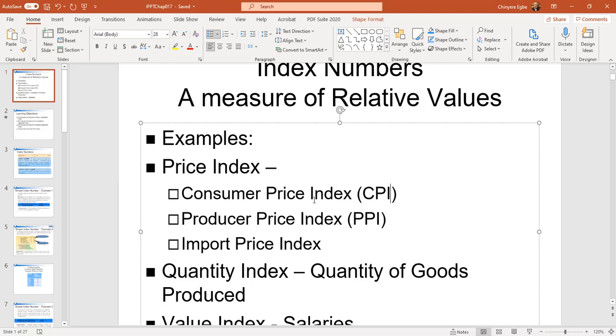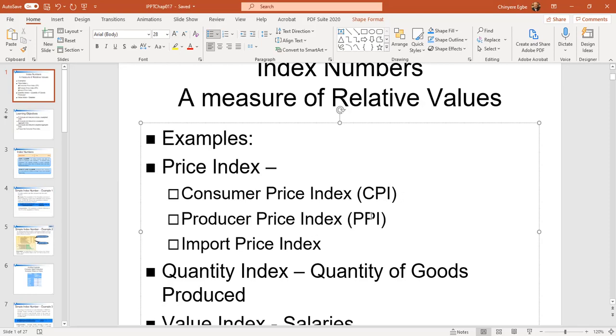So the consumer price index is a measure of comparative prices. For example, if an apple cost 50 cents last year and cost $1.50 this year, and let's say apple is the only thing you consume, then the consumer price index between last year and this year will be $1.50 over 50 cents, which is 3. So it measures how prices have changed over time.